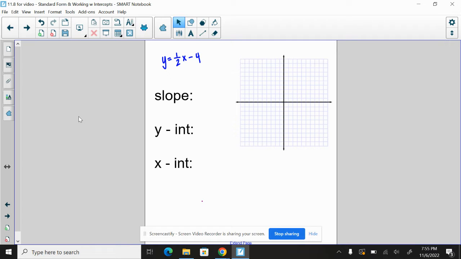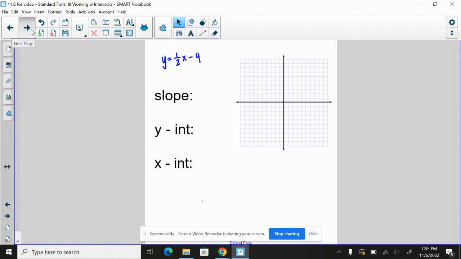And I not only want you to write the slope and the y-intercept, which is what we've done in the past, but I also want you to take note of what the x-intercept is. So that's where our line crosses the x-axis. So go ahead and pause the video and graph this line.